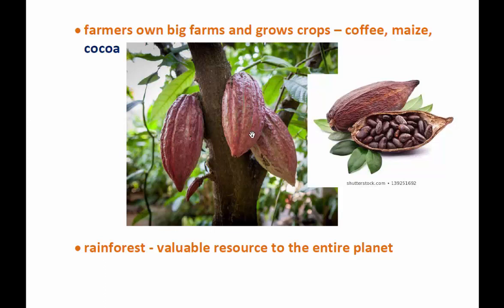That very powder is used for making chocolates and flavors in different eatables, in candies, in sweets and all. So this cocoa is highly valuable, commercially valuable.